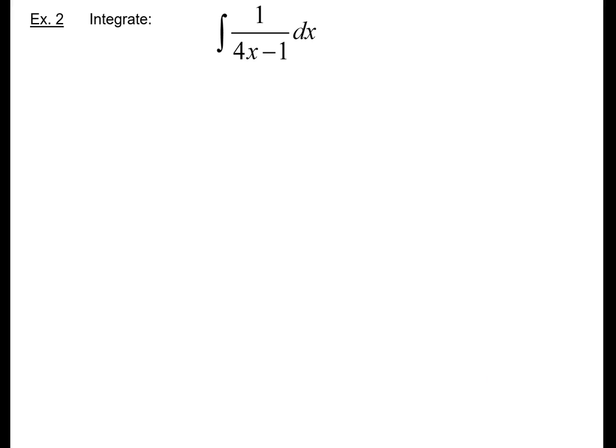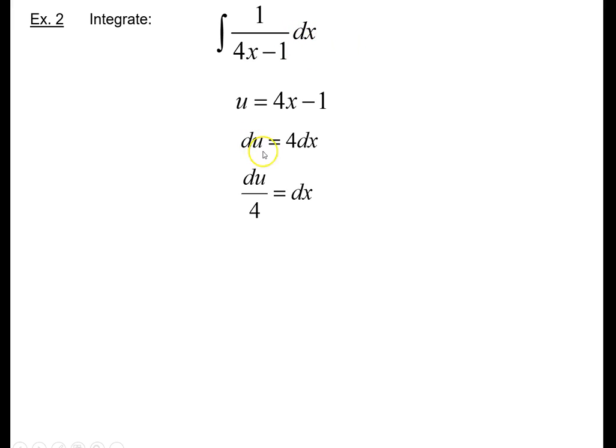Let's try this one. We've got the integral of 1 over 4x minus 1. So this looks kind of like it might involve that natural log because we have 1 over something. And what this is actually going to require is a u substitution. So think about if we let u equal 4x minus 1, the derivative of that would be 4. And so we want to solve for dx. That's the replacement we need to make.